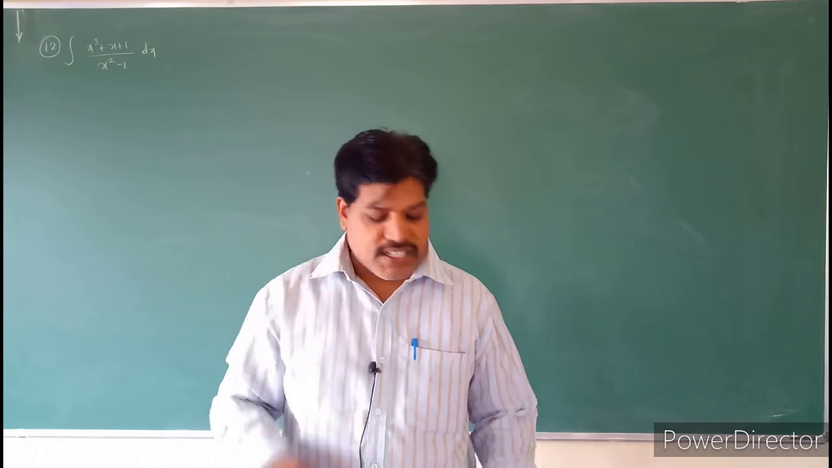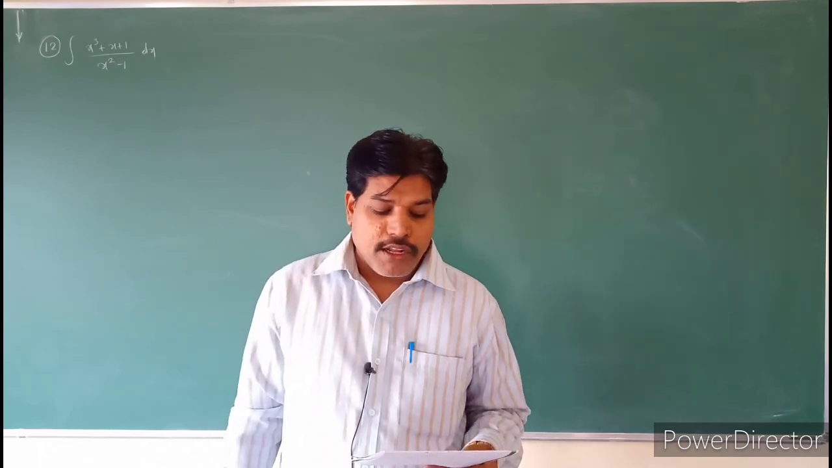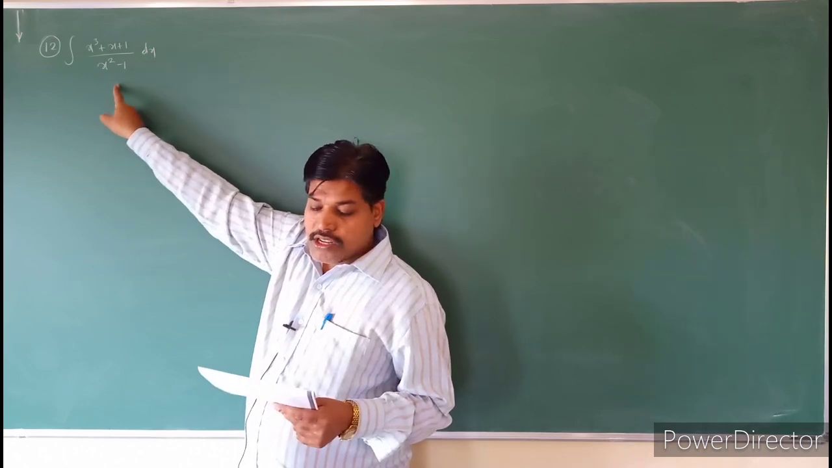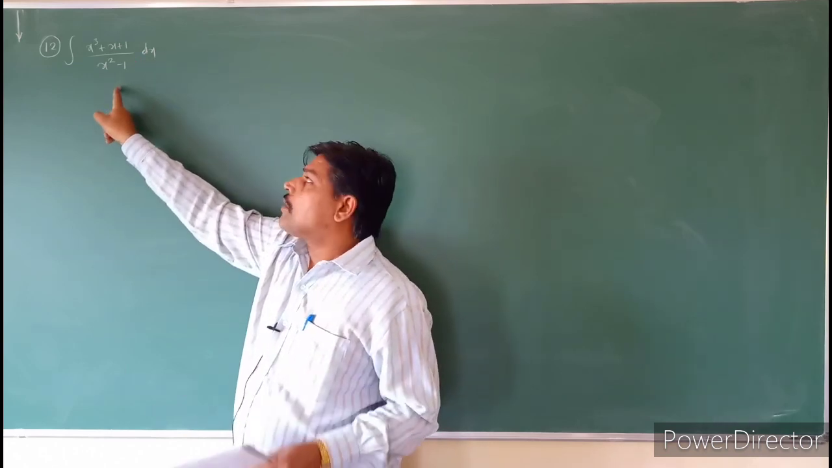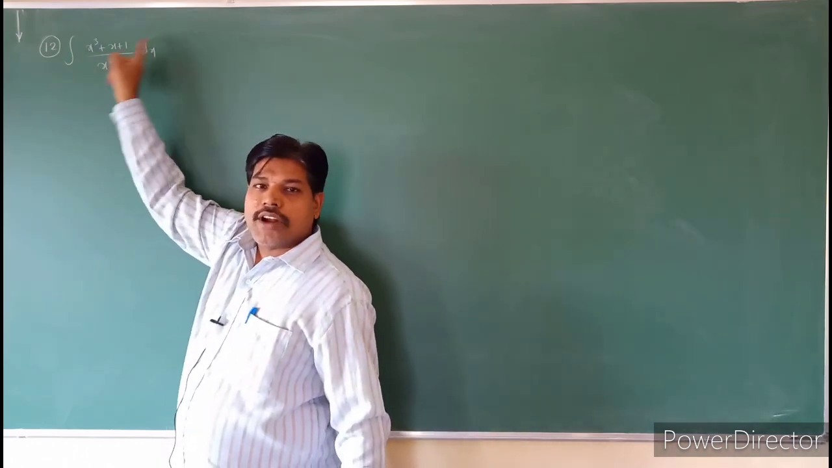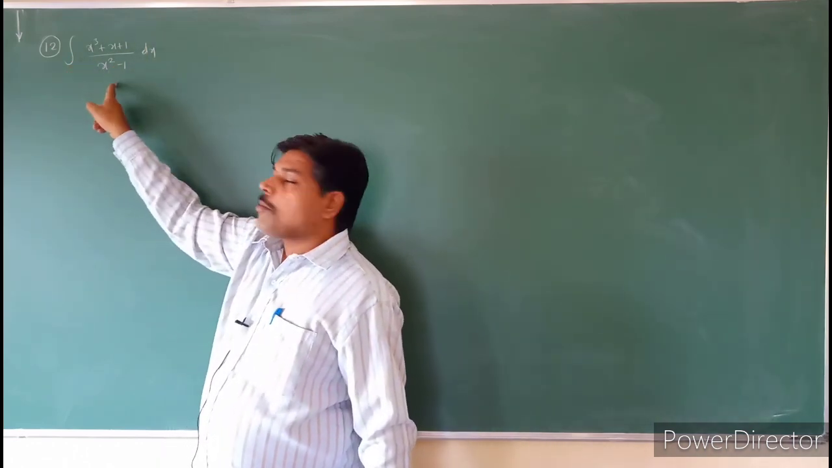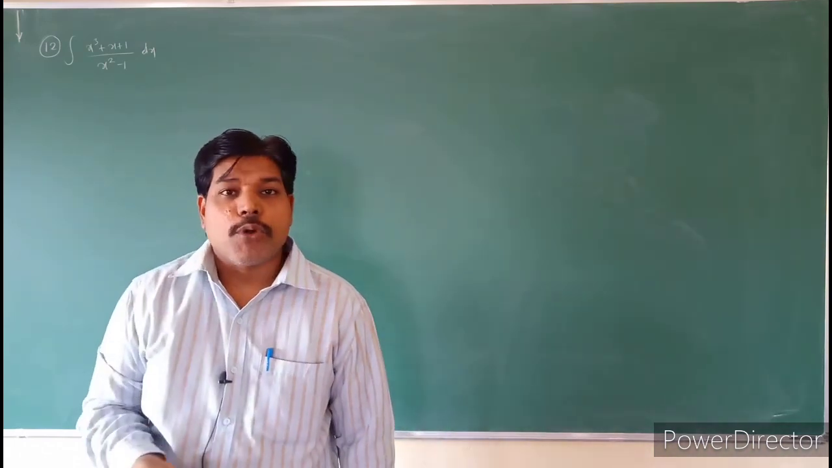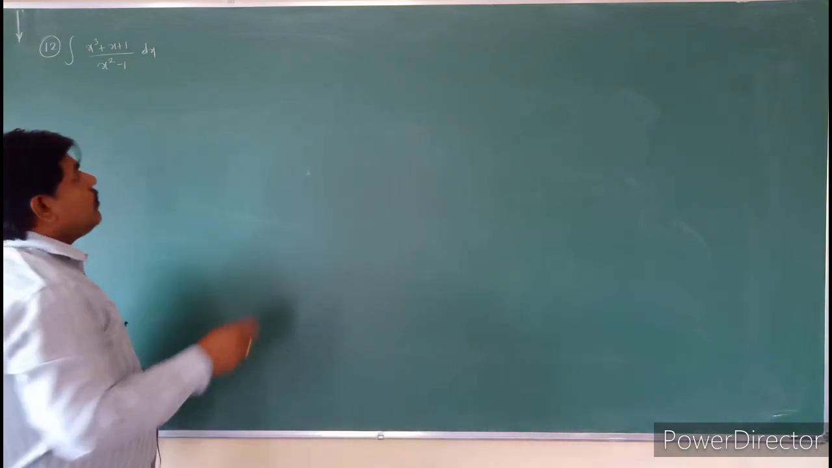So first you have to understand that. The numerator is x cube plus x plus 1. The denominator is nothing but x square minus 1. What I observed here is that the numerator degree is 3 and the denominator degree is 2. That is nothing but the given rational function is improper. So that you have to identify.